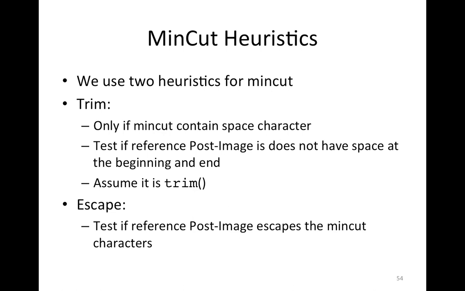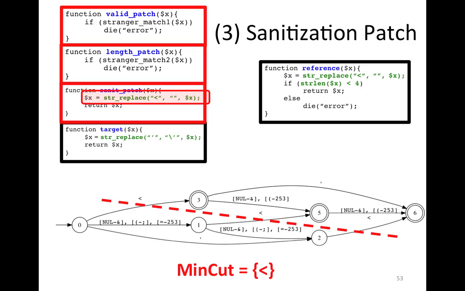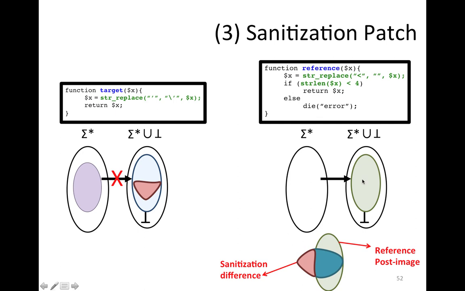So we use some min cut heuristics. For example, if we see that the min cut results in a space character here, so the min cut gives us a space character, this means that we need to remove the space here before getting to the target. And we check if the reference actually did not delete its space, but it actually trimmed the space. What we do, we look at the post image of the reference, the output of the reference, and we check, does the output of the reference start or end with a space? If all strings in the output of the reference do not start and do not end with a space, then we assume heuristically that what the reference did actually is a trim. So this is one heuristic.